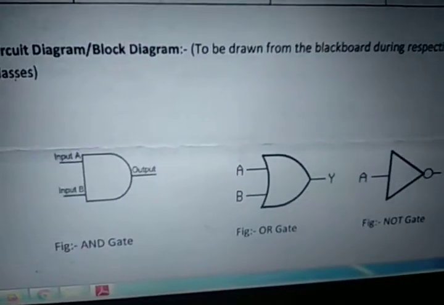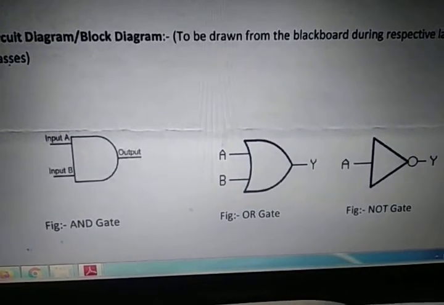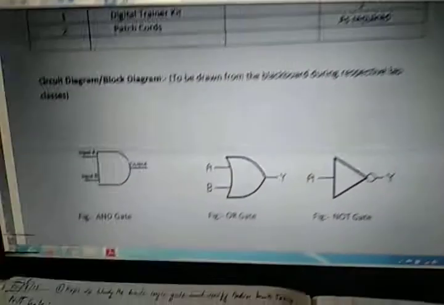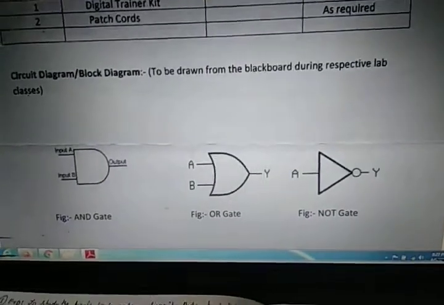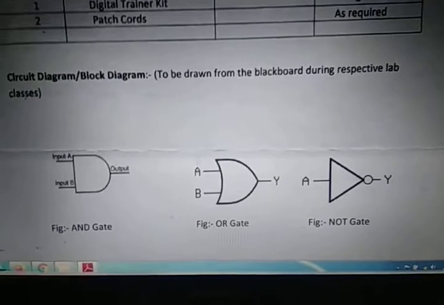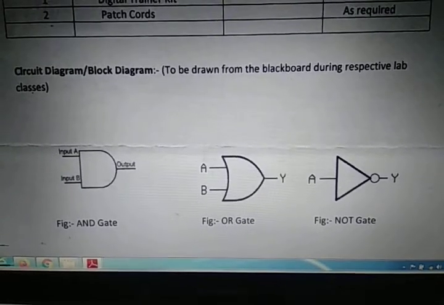So that means all these three circuit diagrams verify the truth table for each and every basic gate. So this is actually the final conclusion of this experiment. So thank you everyone.